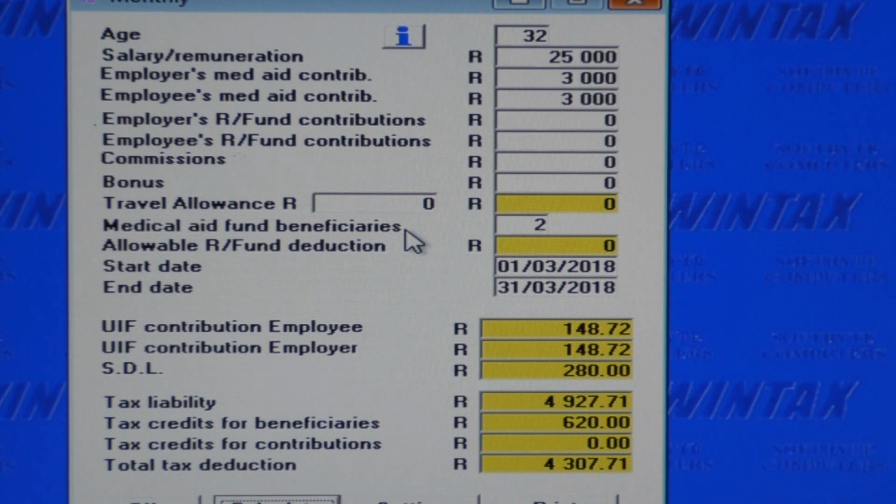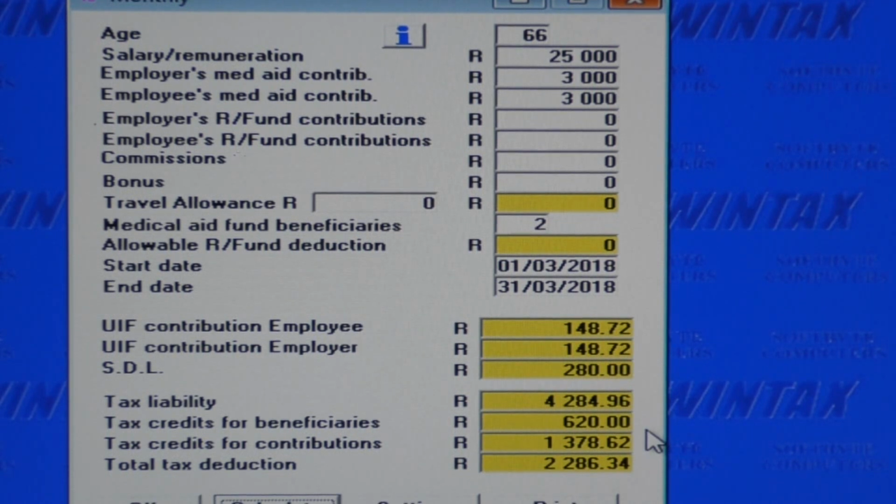The tax on 28,000 is 4,927, but the two beneficiaries mean the employer has to give the employee a tax credit of 620 Rand for the two beneficiaries. This means the pay-as-you-earn tax is reduced to 4,307 Rand.